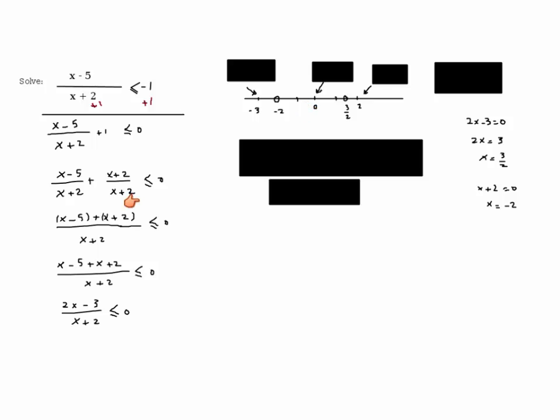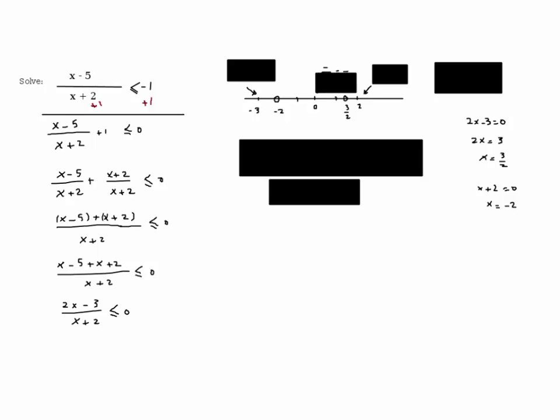If I put 0 here in this inequality, can somebody tell me what do I get, positive or negative at the top of the fraction if I put 0 here? 2 times 0 minus 3. Would it be positive or negative? Negative. Negative, very good. So that would be negative. So at the top of the fraction, I definitely would get a negative.